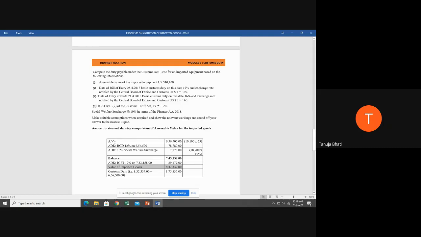Looking at this solution, can someone tell me what is the total taxes that is paid by the importer?